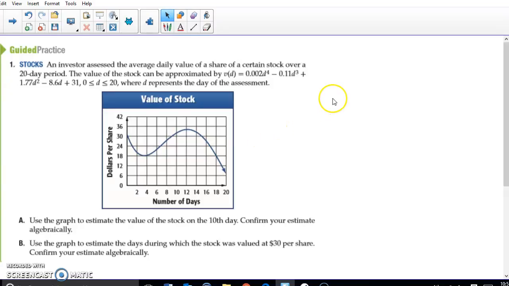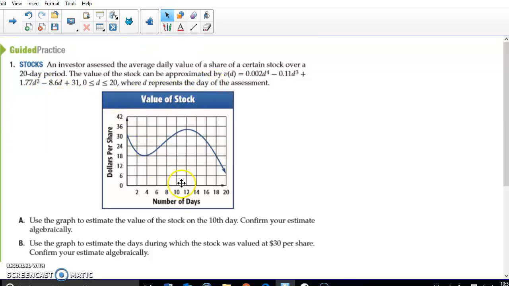Alright, so we're going to look at 1.2, analyzing graphs of functions and relations. We're going to start with example 1, where we are asked to use the graph to estimate the value of the stock on the 10th day and then confirm our estimate algebraically. We're given the equation for our function here. So we're going to start by looking at our graph.